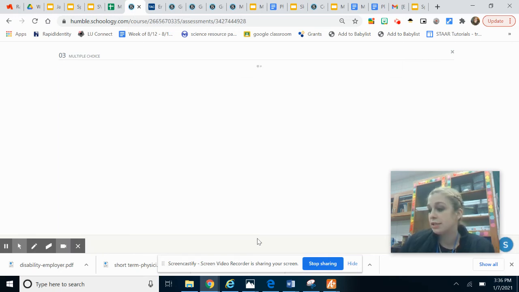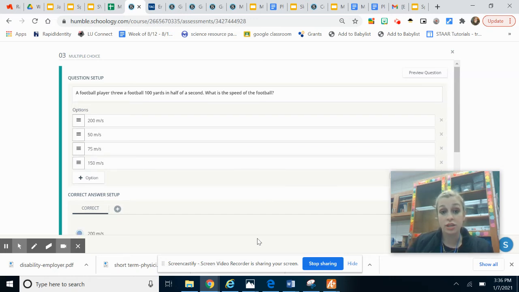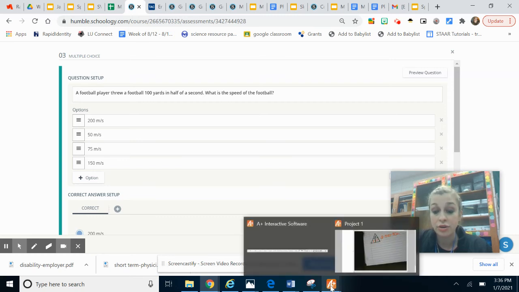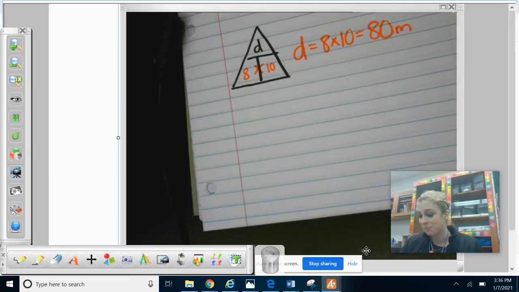Number 3 says a football player threw a football 100 yards in half a second. What is the speed of the football? So we're looking for speed. He threw it 100 yards in half of a second. Don't let this half trick y'all.